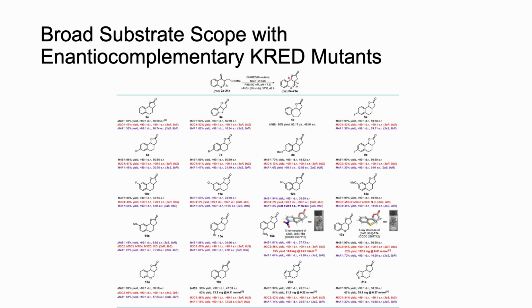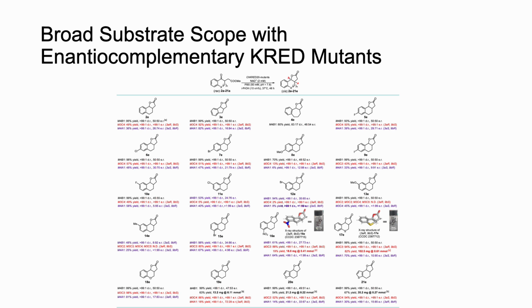So next, they discuss the broad substrate scope of the enantiomer-complementary KRED mutants. This figure shows how well the two complementary mutants constructed by the authors react on different substrates. All these substrates are structurally different. They are gamma-ketoesters, and the goal is to achieve reduction and cyclization to tricyclic fused lactones via KRED catalysis.